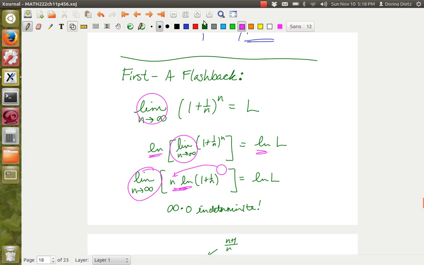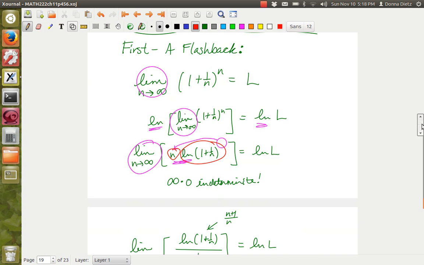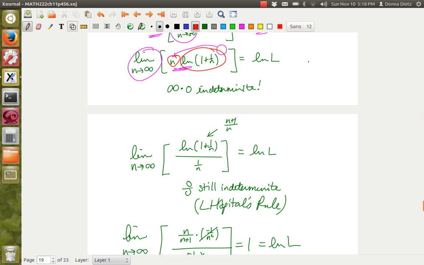We still have a problem though. We have infinity times 0. This guy's going to infinity, natural log of 1 is 0, so we have infinity times 0, and that's indeterminate. So we have to stack these guys. We turn n into 1 over n. The other option is we could turn this into 1 over natural log of this stuff, but that just seems like more mess. So we just turn n into 1 over n and stick it on the bottom. Instead of infinity times 0, we have a stacked 0 over 0. And then we can use L'Hopital's rule.